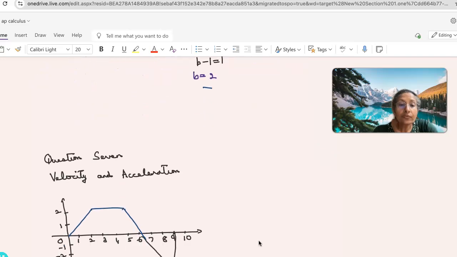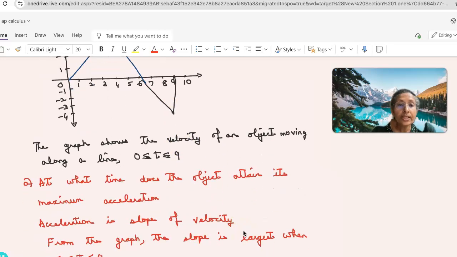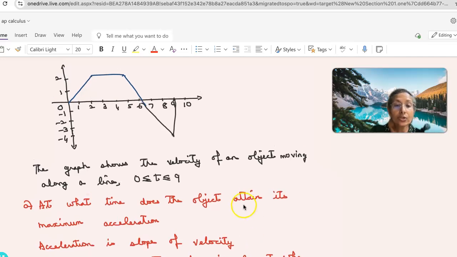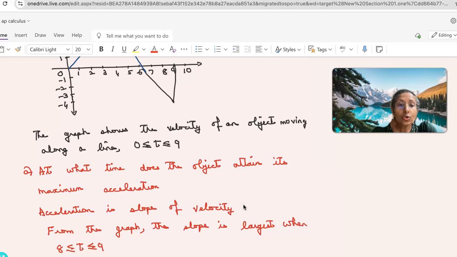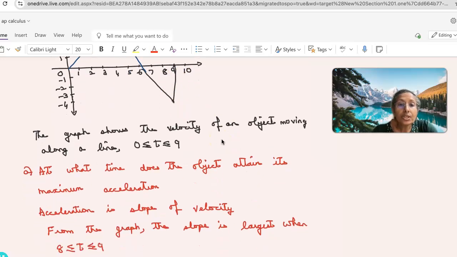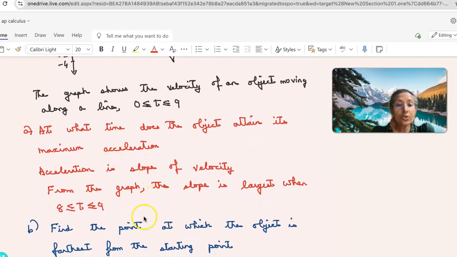The next question is on velocity and acceleration. So you are given this graph. The graph shows the velocity of an object moving along a line where t lies between 0 and 9. At what time does the object attain its maximum acceleration? Now acceleration is slope of velocity, and you can say that from the graph the slope is largest when t lies between 8 and 9 because it is a slope from minus 4 to 0. So maximum acceleration is between t equal to 8 and 9.